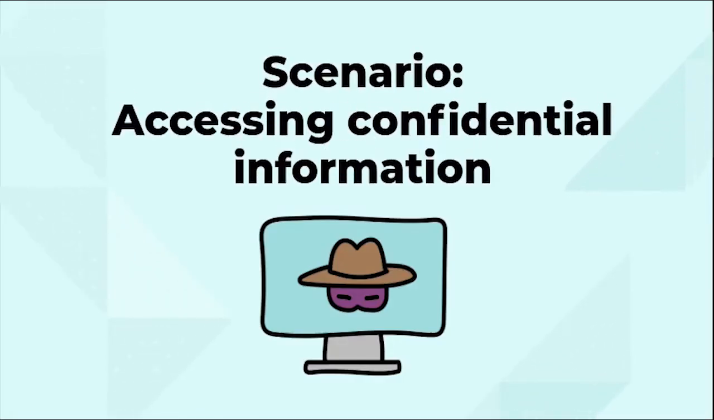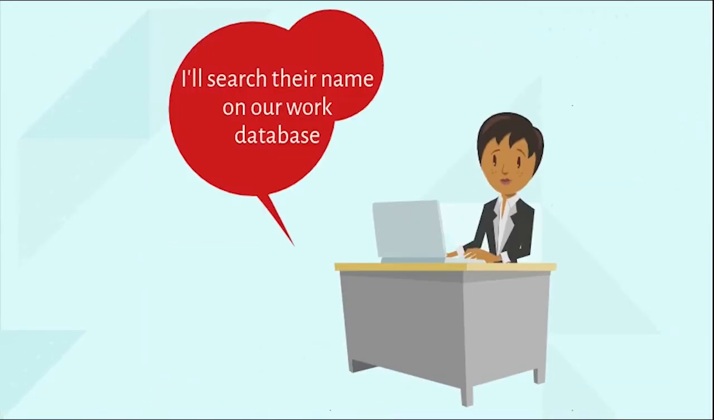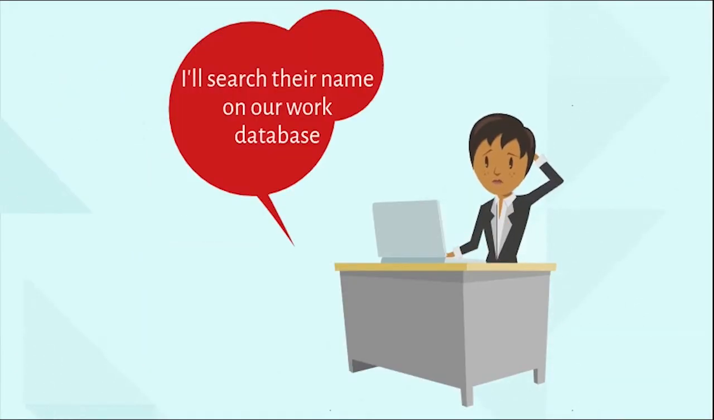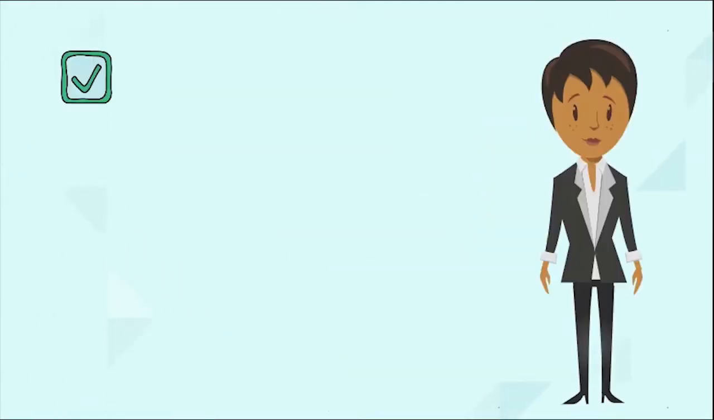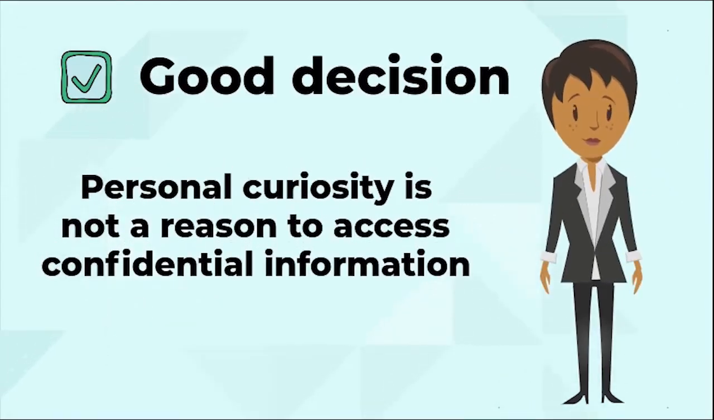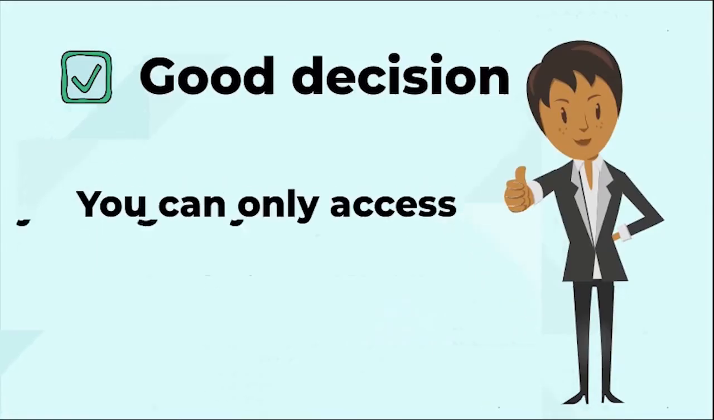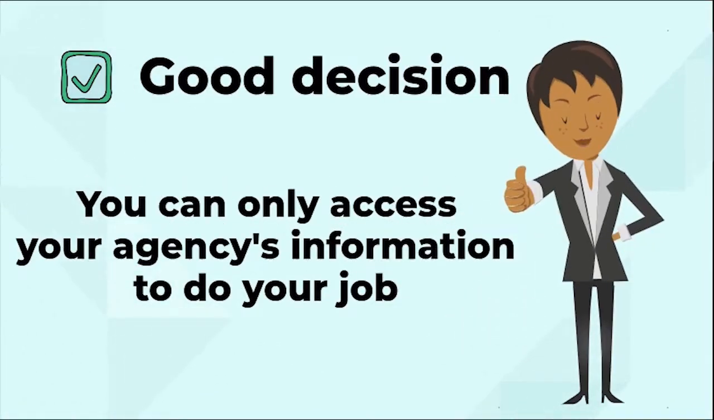Here's a scenario. You're at work and you see a media release about an old friend. You think about searching their name on your work database, but you choose not to because it's not related to your job. Good decision. Personal curiosity is not a reason to access confidential information. You can only access your agency's information for the purpose of doing your job.